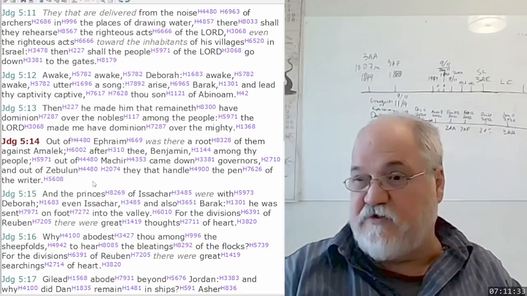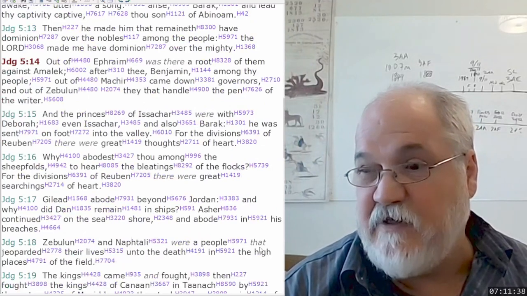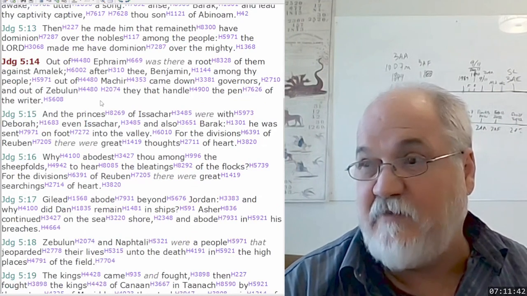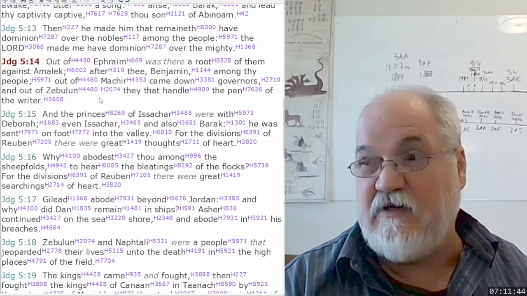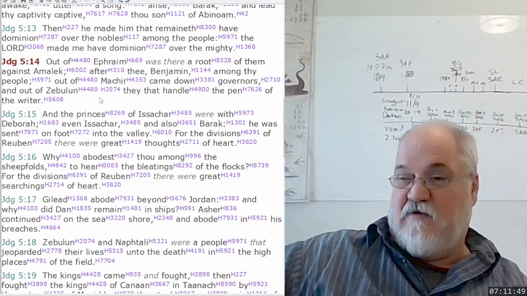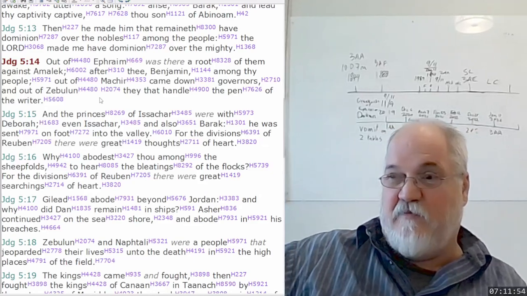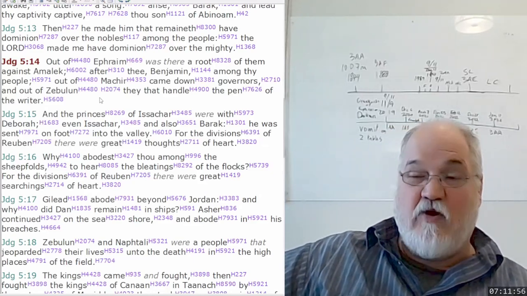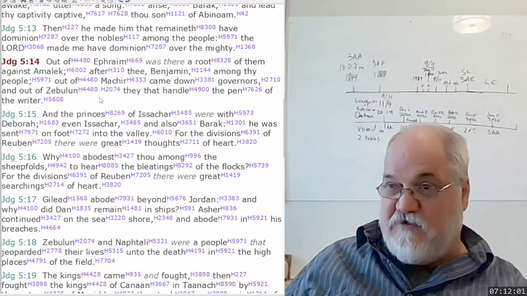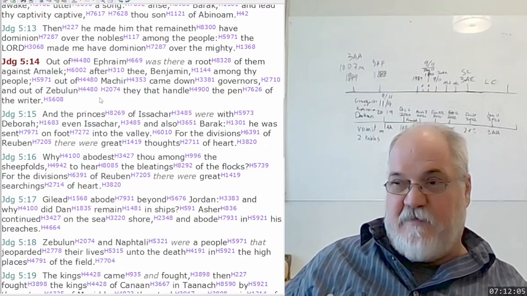Now we know, of course, Zebulun and Naphtali were the people that jeopardied their lives unto the death in the high places of the field. So Zebulun, I would say here, is something that's happening in the movement in a good way. And I would believe that Machir as well. So both of them are representing this work that's being done during this time in this period of darkness. It's not all darkness, but it's divided, right?